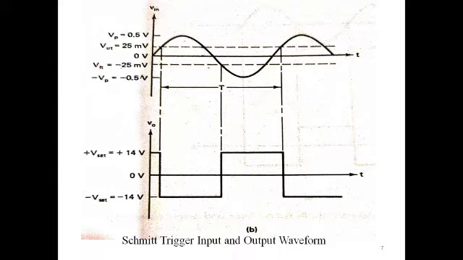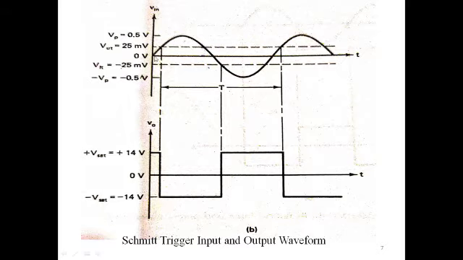The voltage across R1 is called plus V saturation. R1 is called the upper threshold voltage, which we have designed as 25 millivolts. The input voltage Vin must be slightly more positive than VUT. Whenever this input voltage is slightly more than 25 millivolts, what is going to happen? That will cause the output V0 to switch from plus V saturation to minus V saturation.